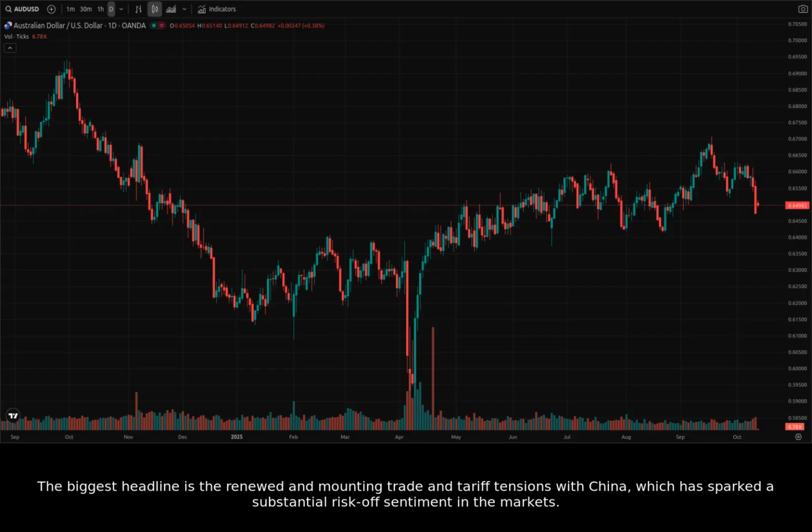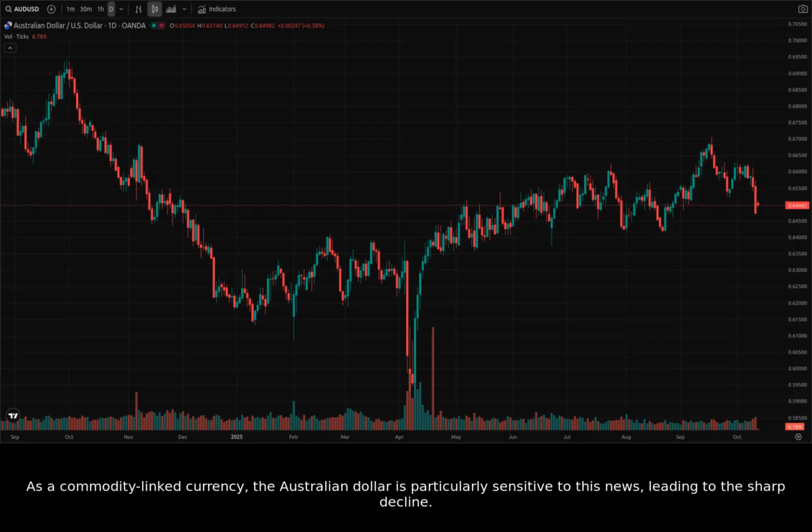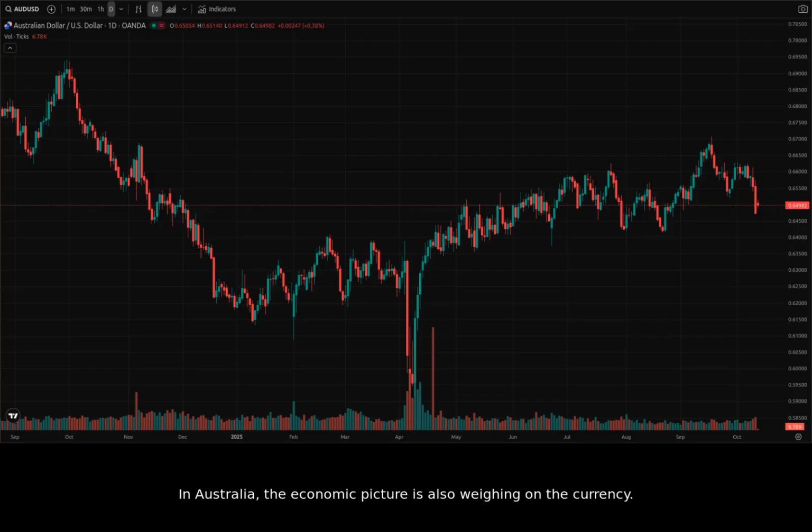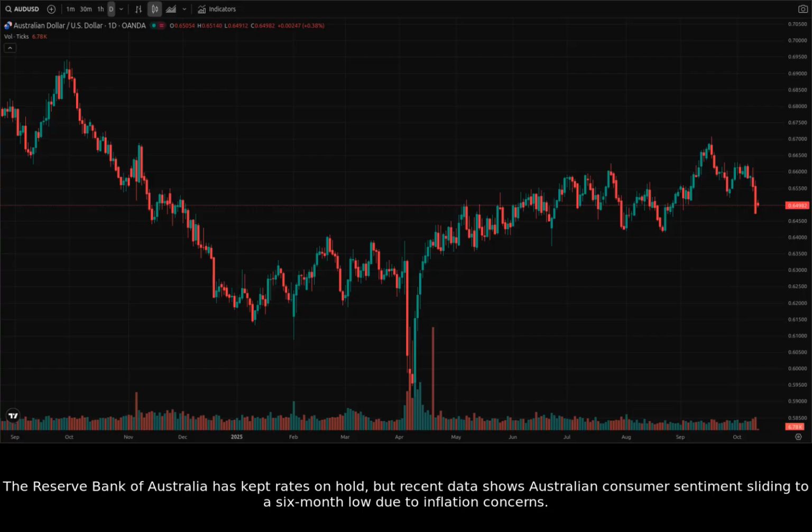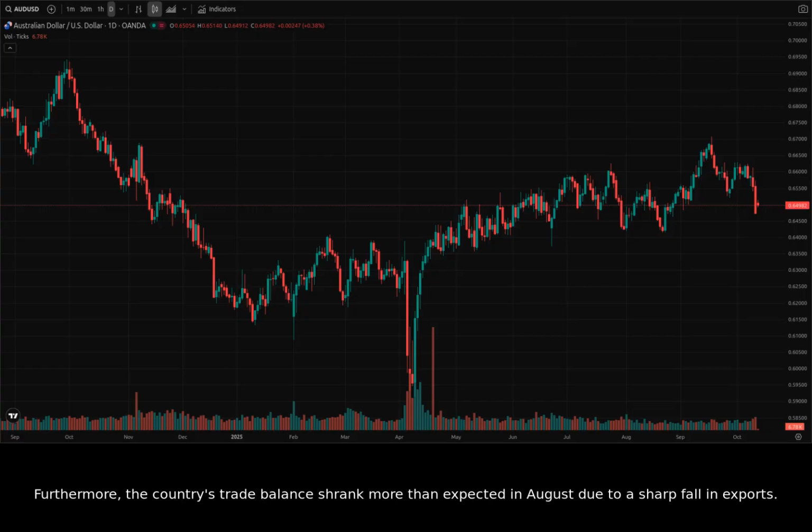The biggest headline is the renewed and mounting trade and tariff tensions with China, which has sparked a substantial risk-off sentiment in the markets. As a commodity-linked currency, the Australian dollar is particularly sensitive to this news, leading to the sharp decline. In Australia, the economic picture is also weighing on the currency. The Reserve Bank of Australia has kept rates on hold, but recent data shows Australian consumer sentiment sliding to a 6-month low due to inflation concerns. Furthermore, the country's trade balance shrank more than expected in August due to a sharp fall in exports.